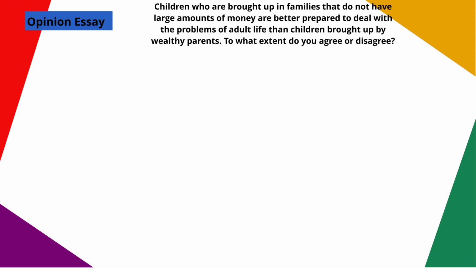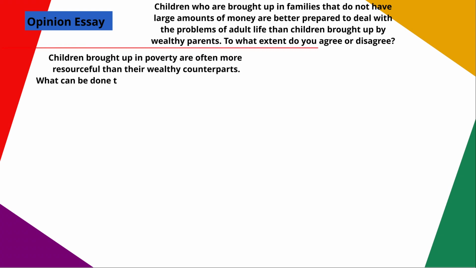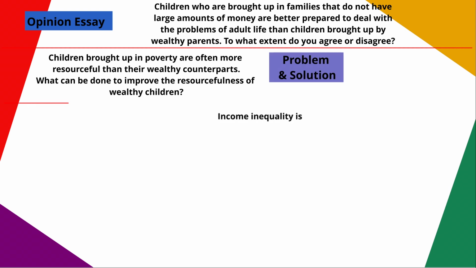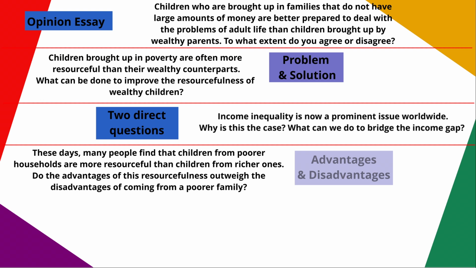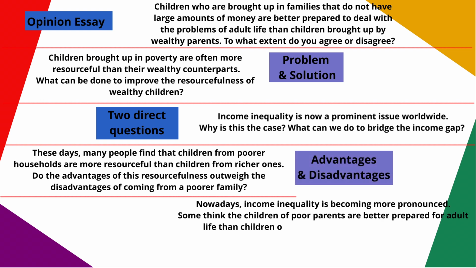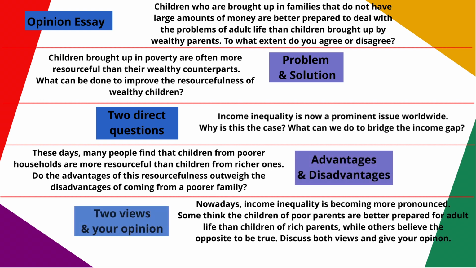There are 5 different question types you might see during the IELTS Task 2. They are as follows: the opinion essay, problem and solution, 2 direct questions, advantages and disadvantages, and 2 views and your opinion. Each question type requires you to include different types of information in your essay. This is vital to consider for the task response portion of the band score.